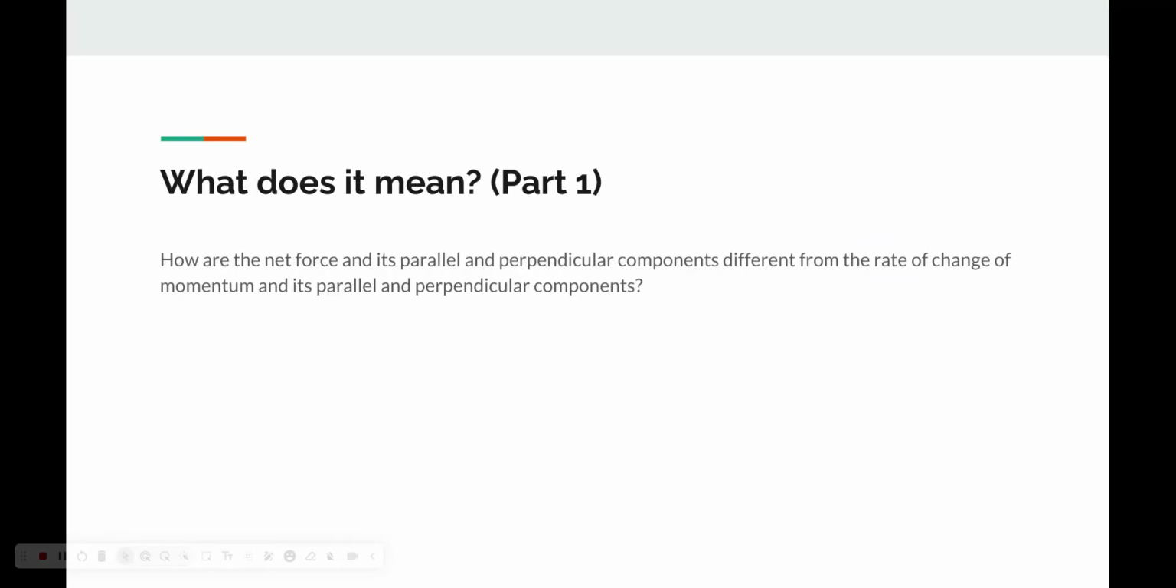For the first what-if in part 1, it asks how the net force's parallel and perpendicular components are different from the rate of change of momentum in its parallel and perpendicular components. Well, mathematically, Fnet and dp/dt are the same vector, as calculated in the code. However, in interpreting their components, the net force is viewed as the cause, whereas dp/dt is just the effect of the force. The parallel component affects the speed, magnitude, and momentum, whereas the perpendicular component affects the direction and angular momentum.